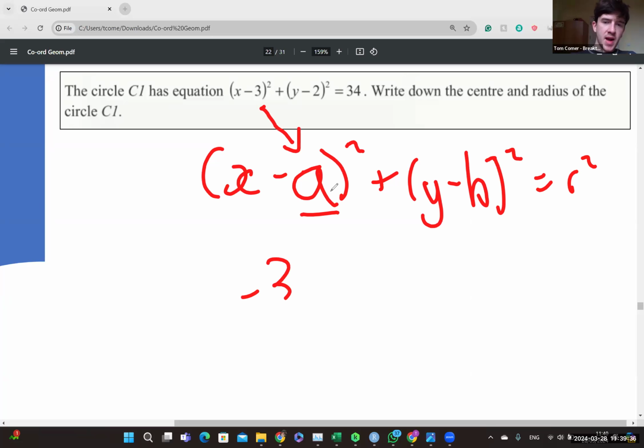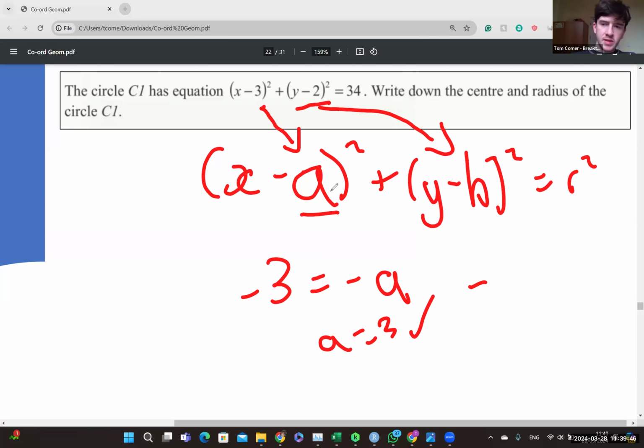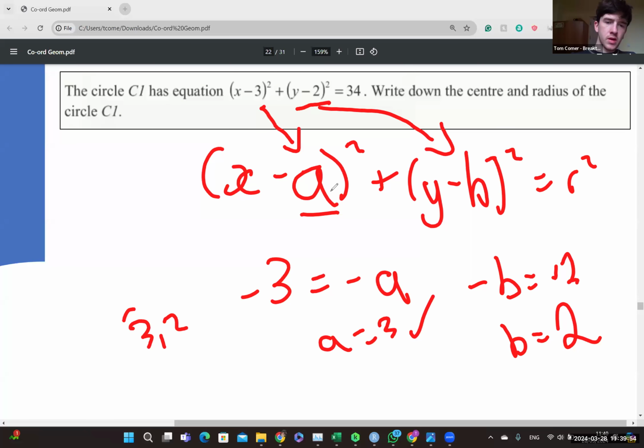So if minus 3 equals minus a, well, a equals 3. So there's my point. Now let's look at minus 2. Well, if minus b equals minus 2, well, b equals plus 2. So our center ends up being 3, 2.